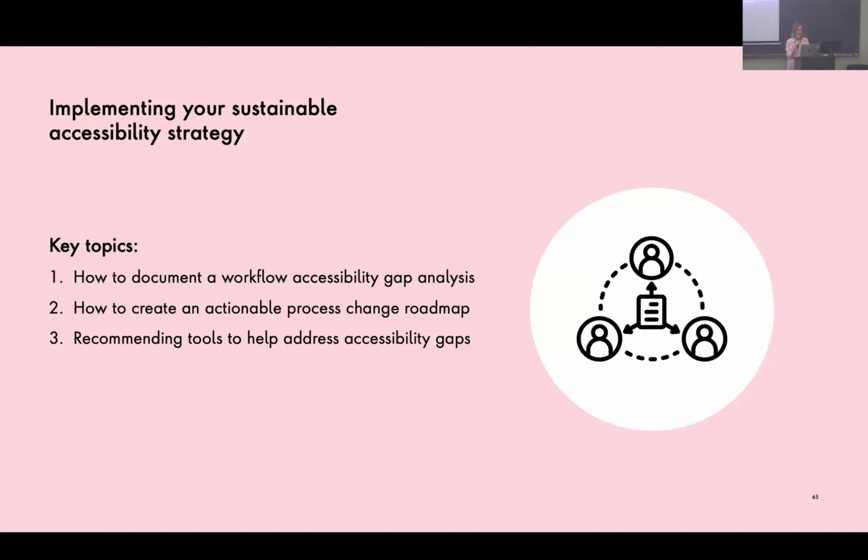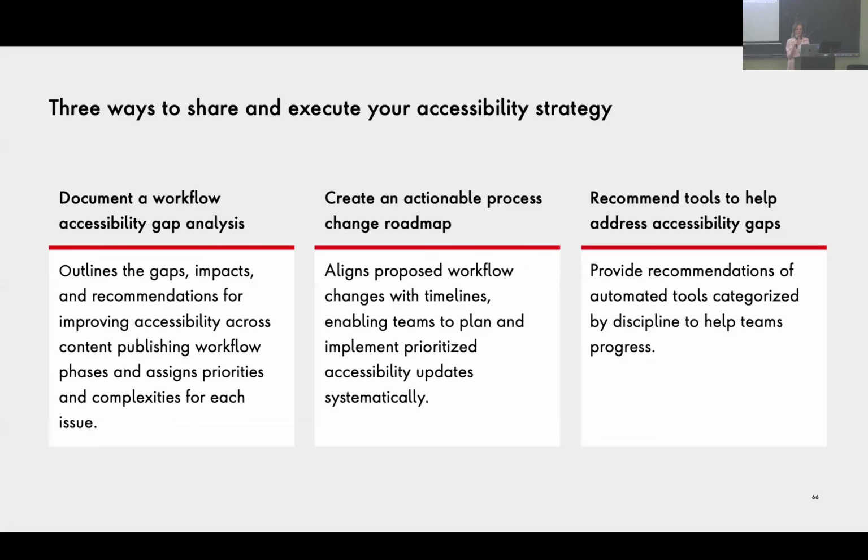Okay, so I'm going to show you 3 different ways. The first is something I call a workflow accessibility gap analysis document. The second is a process change roadmap. And then the third one is just, I'm covering it for completion's sake. We also want to recommend some tools because people love tools. All right, so jumping into these first 2 deliverables, and I'm going to explain what they are in case you haven't encountered them. A workflow accessibility gap analysis outlines the gaps, impacts, and recommendations for improving accessibility across the content publishing workflow phases, and it assigns priorities and complexities for each issue. I'm going to show you one on the next screen.